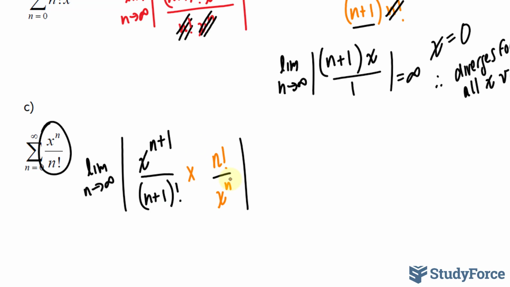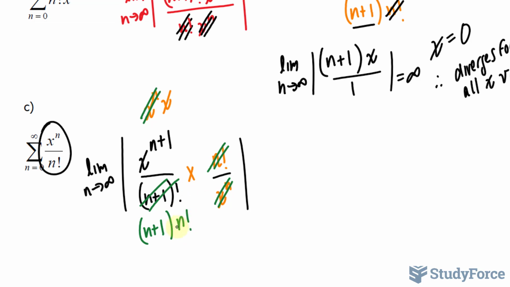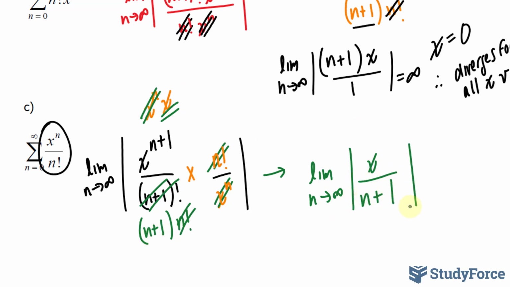Now that we've done that, x to the power of n plus 1 becomes x to the power of n and x. This cancels out with this. This becomes n plus 1 times n factorial, where this factor cancels out with n factorial at the top. This leaves us with the limit as n approaches infinity of the absolute value of x, the factor remaining up here, over n plus 1. And now we can take the limit.